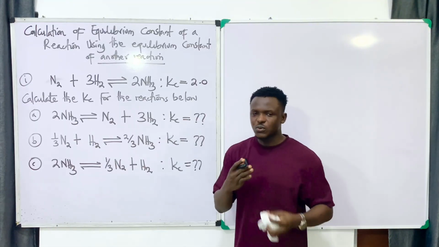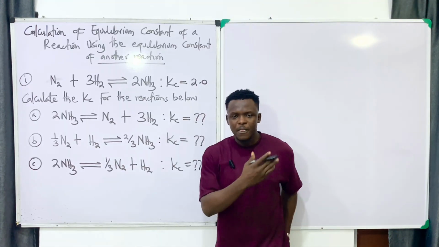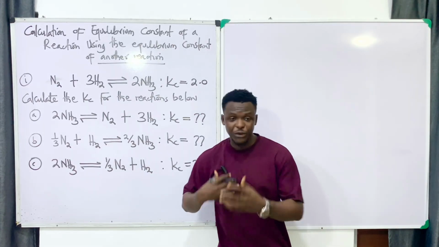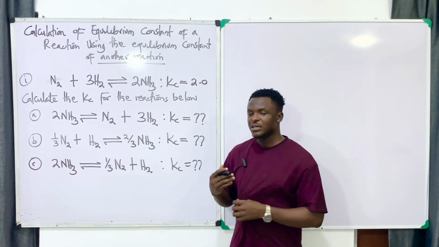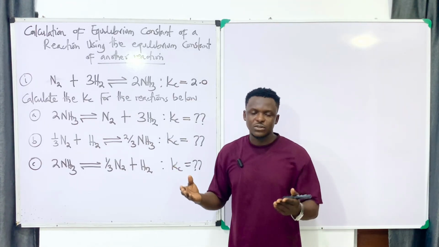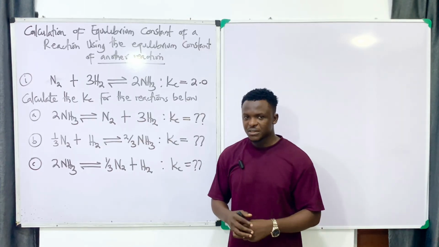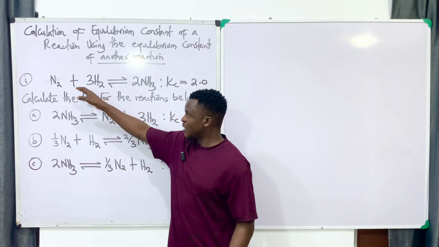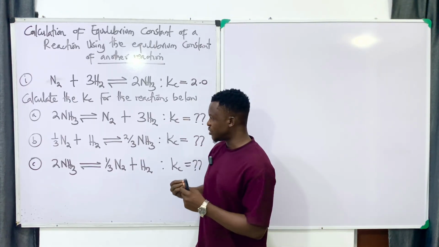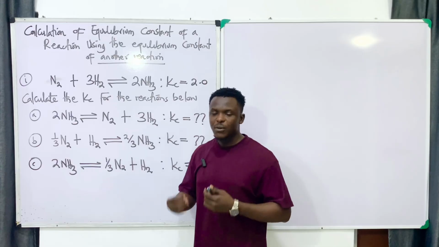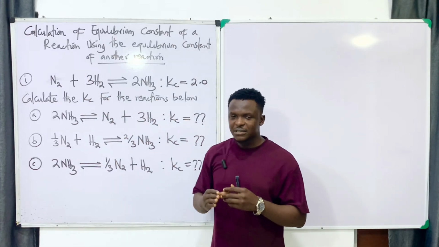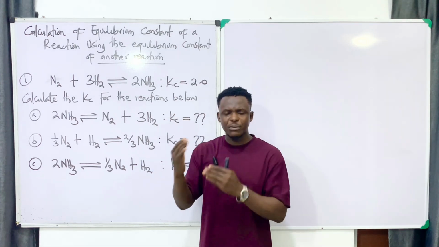But one thing I would like to let us know is that, remember, when I was giving us the relationship or expression of equilibrium constant, I told us that you can relate the equilibrium constant of two reactions that have the same chemical species. If you noticed, this reaction that they gave us the equilibrium constant for contains the same chemical species as these three. Chemical species simply means the substance contained in the equation.